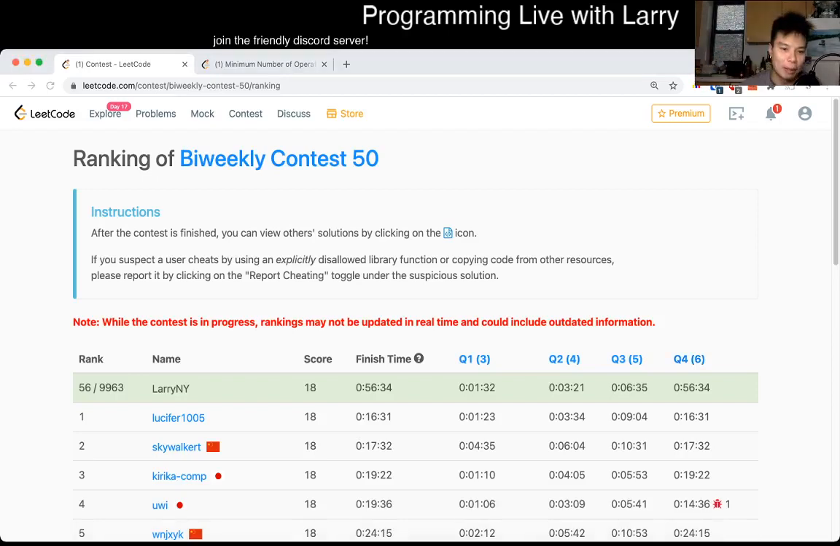This is me going with Q4 of the biweekly contest 50, minimum number of operations to make strings sorted.